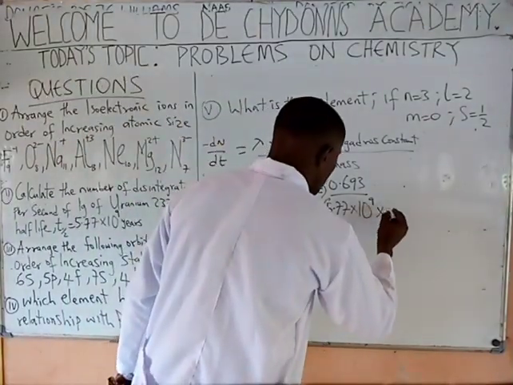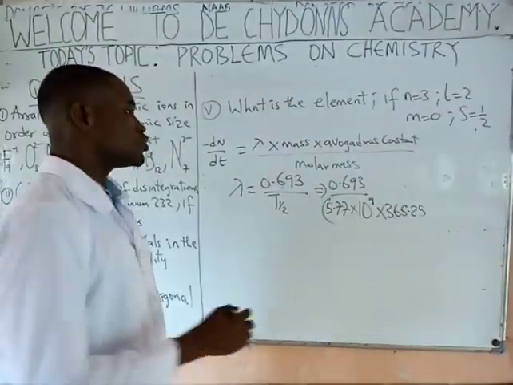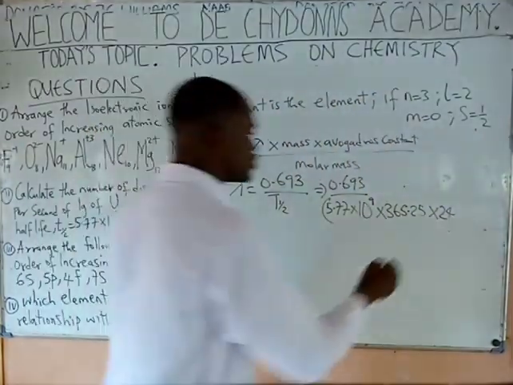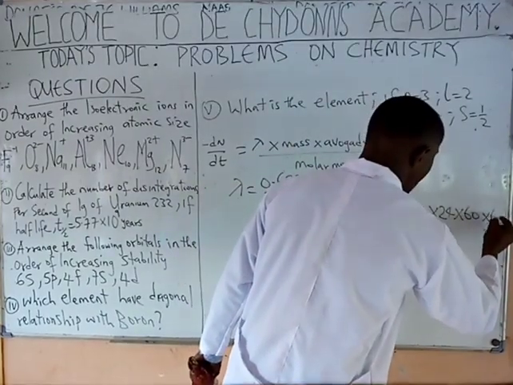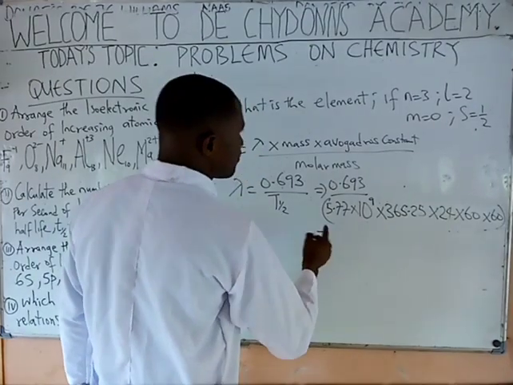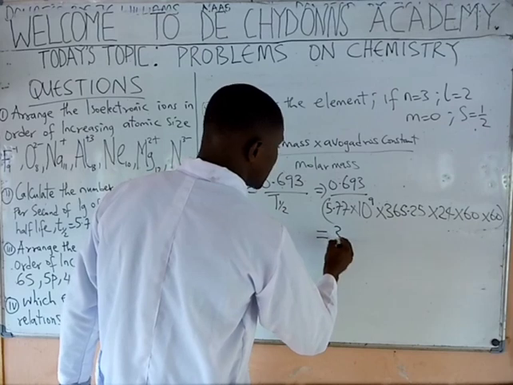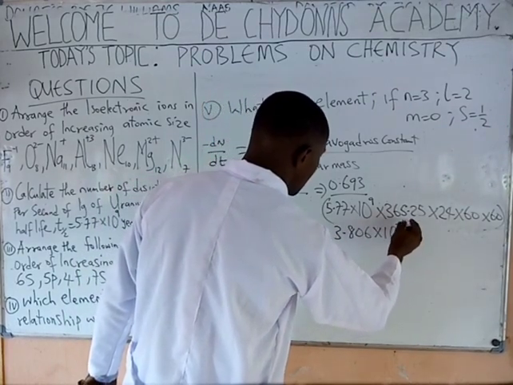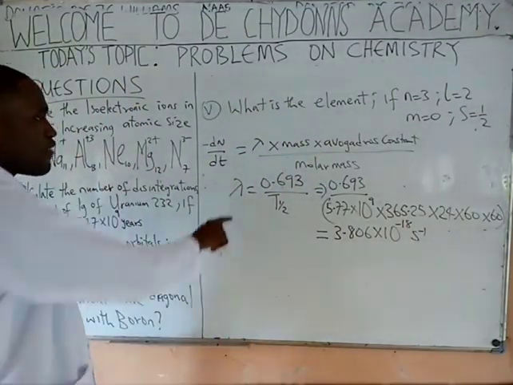To days, you multiply by 365.25. To hours, you multiply by 24. To minutes, you multiply by 60. And to seconds, you multiply by 60. So it is already in seconds, and the answer will now be, if you compute this with a very good calculator, 3.806 times 10 raised to the power of minus 18 per second. Then we have gotten this.